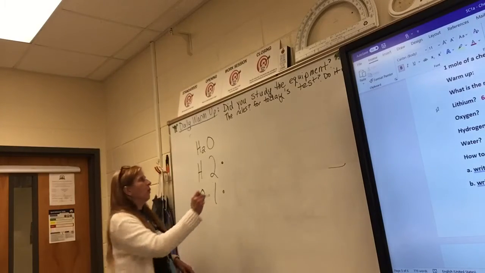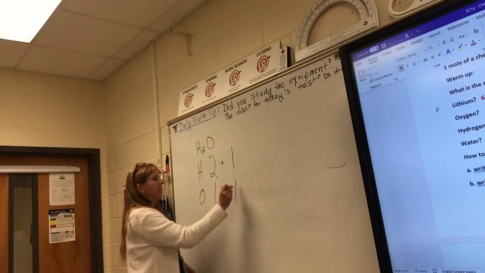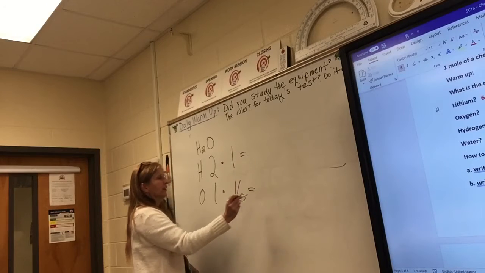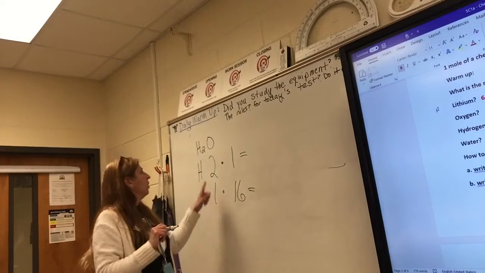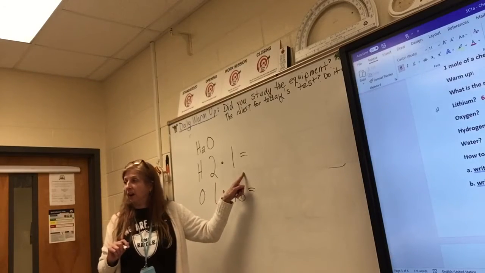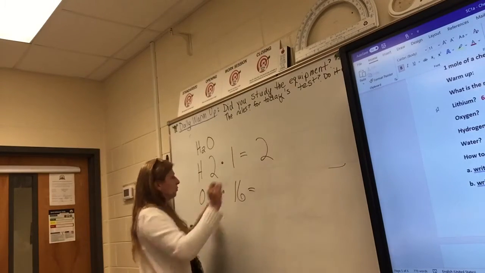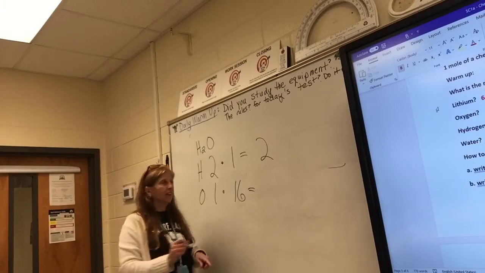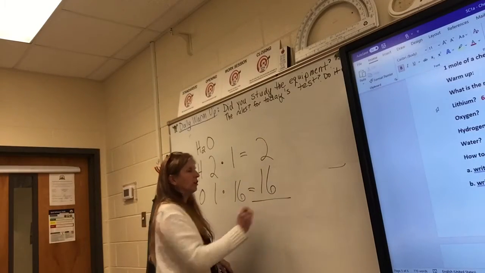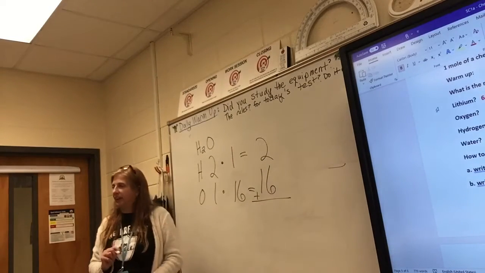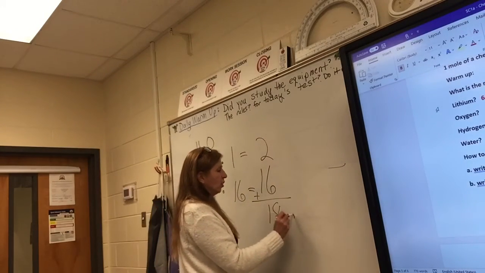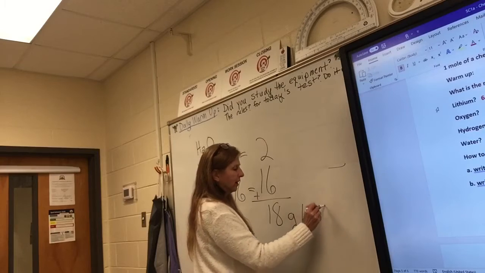We're going to just use 1 for hydrogen and 16 for oxygen. Use a dot for times. We don't use X. We're in high school. What is 2 times 1? 2. What is 1 times 16? 16. Y'all are great. Then draw your addition bar and a plus. What is 2 plus 16? 18 grams per mole is our answer.